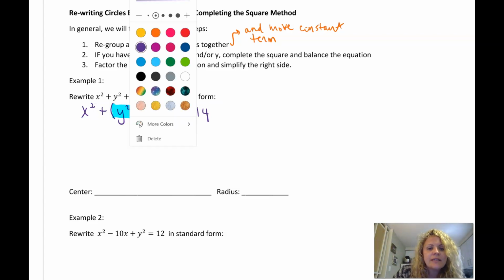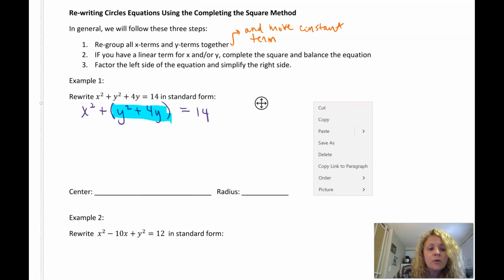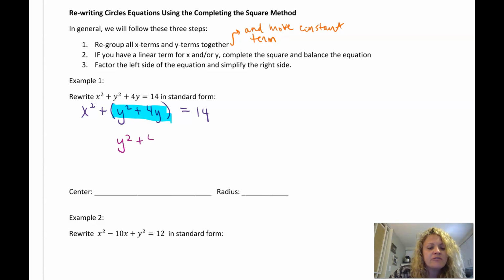So just like we did in the last work we've been doing algebraically, we're going to complete the square, y squared plus 4y. I need to know what number completes that square. I'm going to keep my x squared out here and my 14 over there to the right. So just like we did before, take that middle term and cut it in half. So half of 4y is 2y, square the 2, and this becomes a 4.